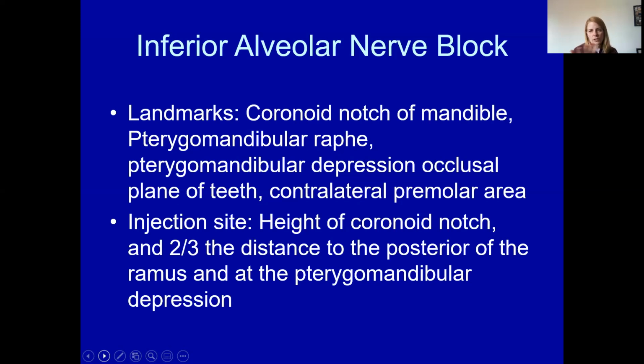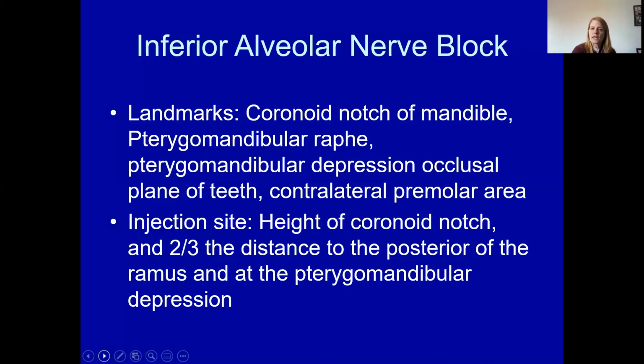Our injection site, according to the slide, says height of coronoid notch, 2/3 the distance to the posterior of the ramus, and at the pterygomandibular depression. For a visual, if we slide our thumb out straight, halfway across our thumbnail is going to be that position. If we inject high, then gravity is on our side, and if we sit the patient up, gravity will probably still take that local anesthesia to the area, to the inferior alveolar nerve.